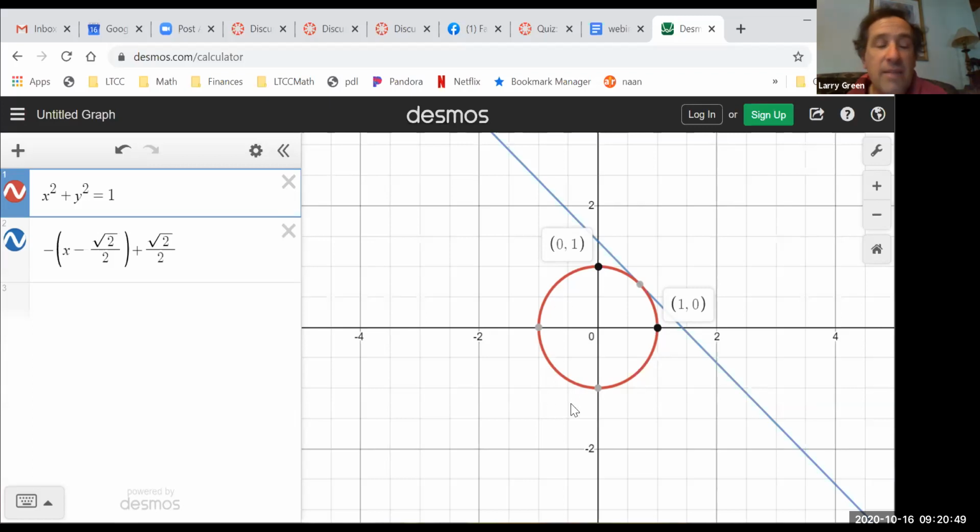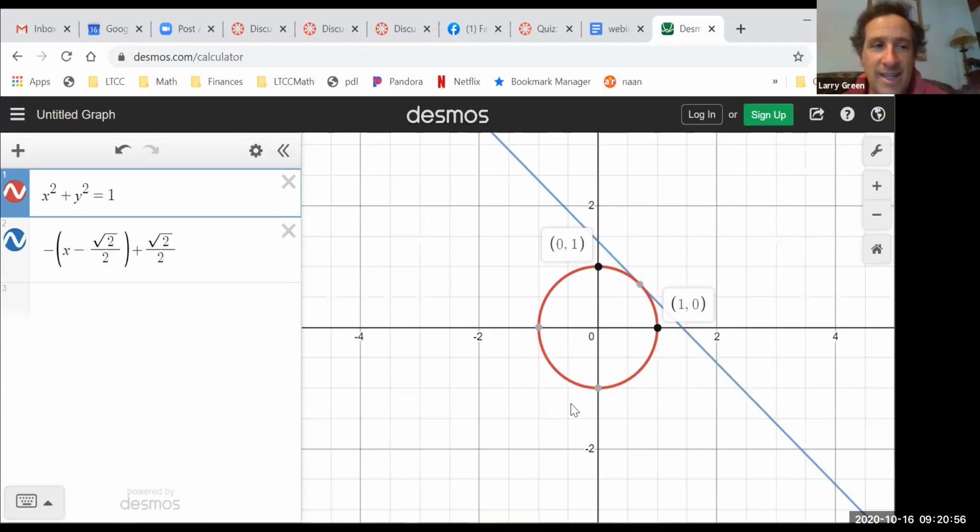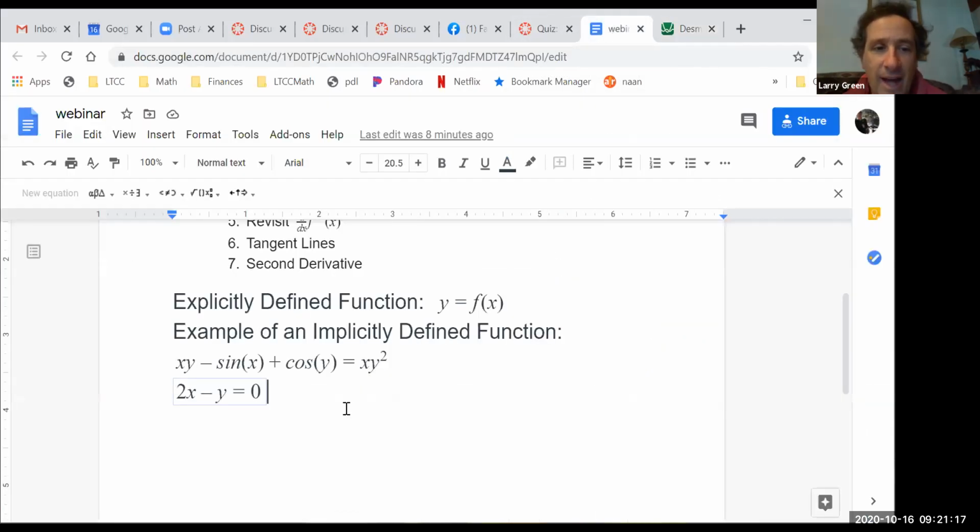The main takeaway here is that even though we have a function that is implicitly defined, we could still look at it and say, yeah, almost everywhere there's a slope of a tangent line, there's a derivative. And we want to find that derivative. Any questions on that? All right, so what we're going to do now is figure out how to find the derivatives.